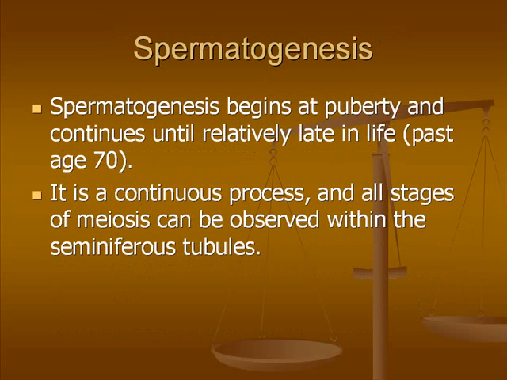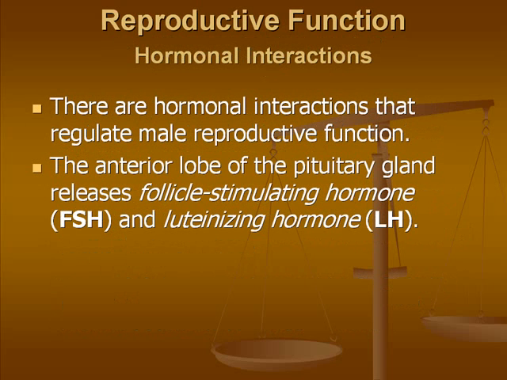It's a continuous process at all stages of meiosis, and it can be observed within the seminiferous tubules. We see hormonal interaction. The hormonal interaction regulates the reproductive function. The anterior lobe of the pituitary gland releases follicle-stimulating hormone. Remember, gonadotrophin-releasing hormone stimulated from the hypothalamus is its trigger. And it also releases luteinizing hormone, so FSH and LH.